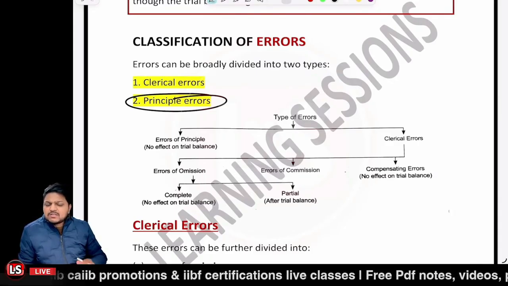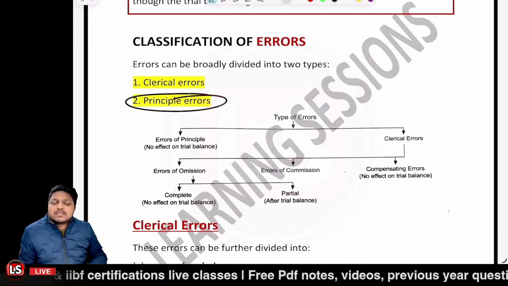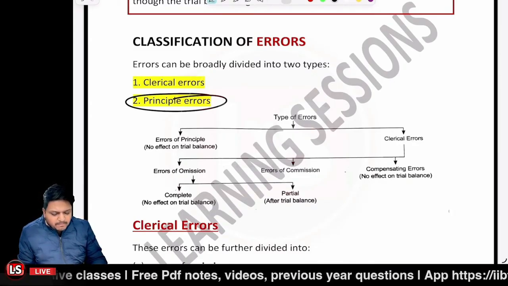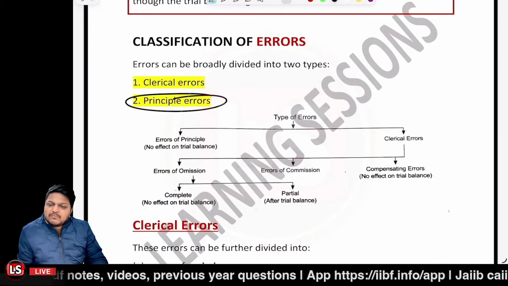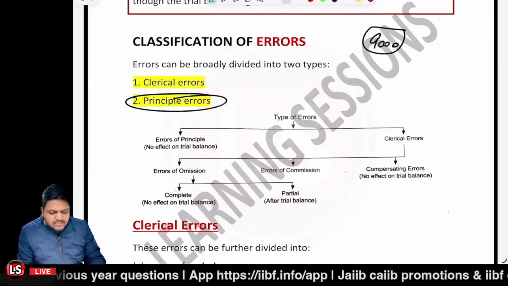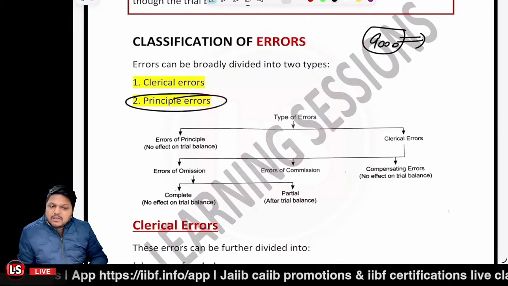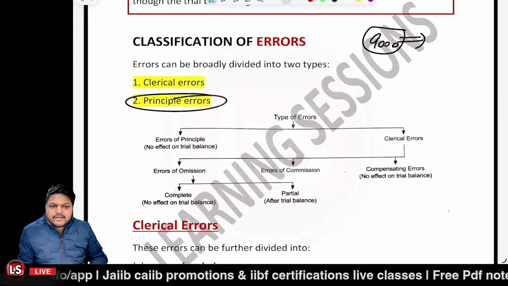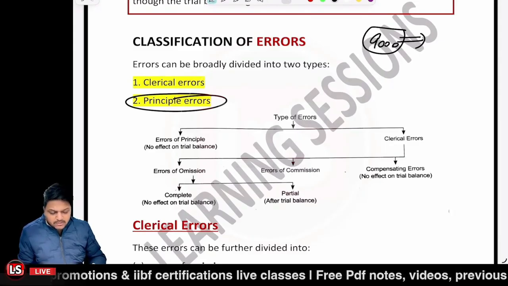Let me give an example. Let's say wages were paid to the workers for the installation of the machinery. You paid some wages, let's say amounting to rupees 9,000, for the installation of the machinery. Now you recorded it as an expense. You debited the balance to the wages account.